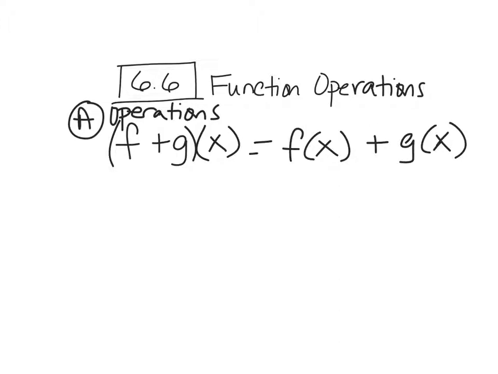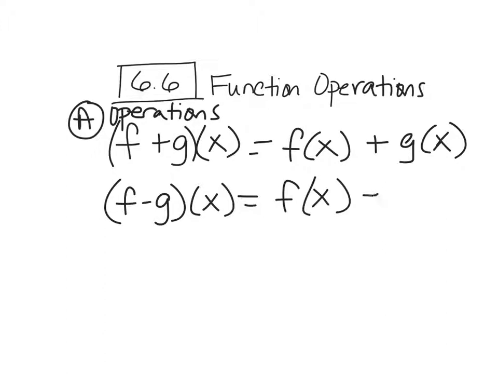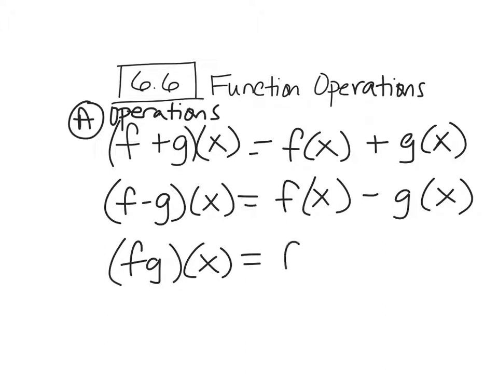I'm going to give you the operations, and then at the end we'll do an example of each of them. There's only four. Same thing with subtraction. If you have f minus g of x, you're going to take, in this order, of course, f of x and subtract g of x. If it was g minus f, you would do it the other way. Then you're going to have multiplication. f times g of x is the same thing as f of x times g of x.